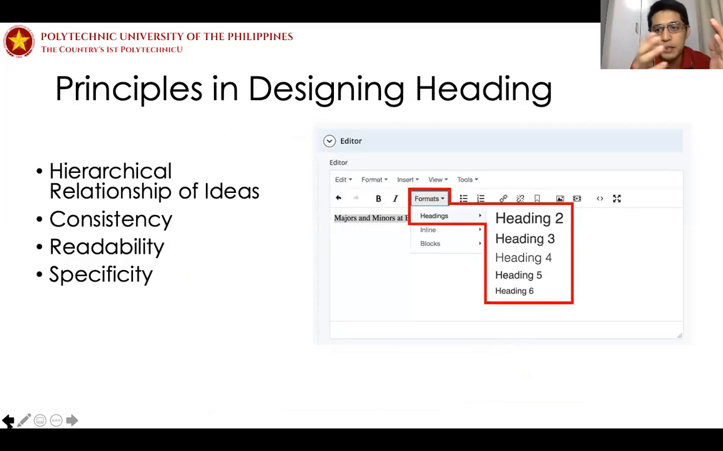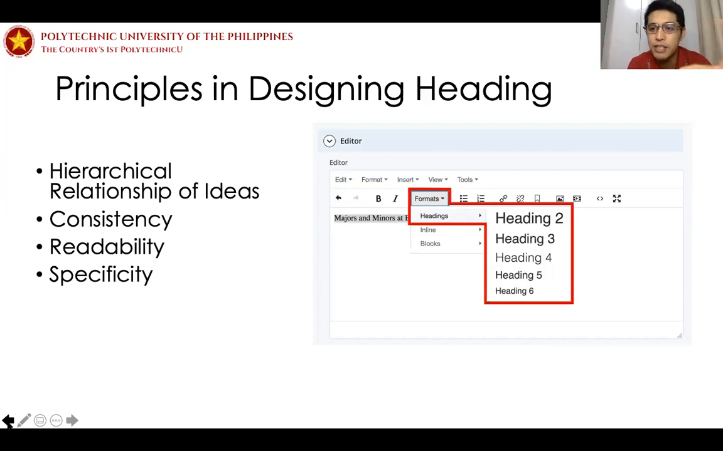Now, what are the principles in designing a heading? There are 4. Number 1, we look at the hierarchical relationship of ideas. That means we have to look at ideas according to complexity, according to importance, or according to time, or according to a specific order that we need to follow or that you have designed to follow. Next, we have to look at consistency. When we say consistency, that means if all your headings are nouns, then you have to make sure none of these headings or subheadings would be adjectives. All must be nouns.